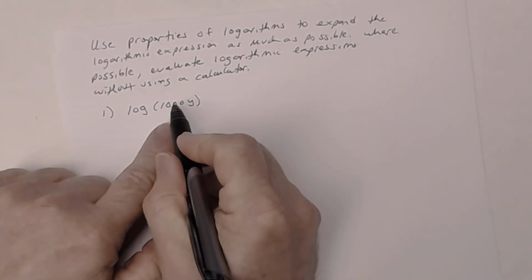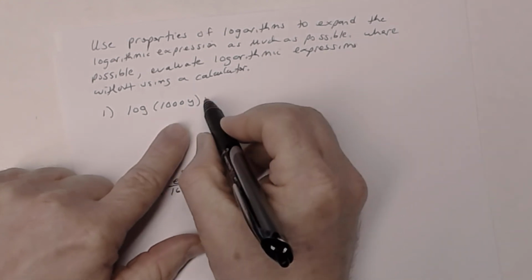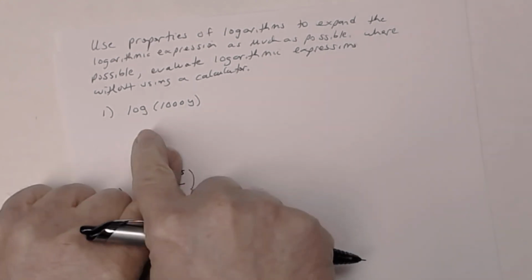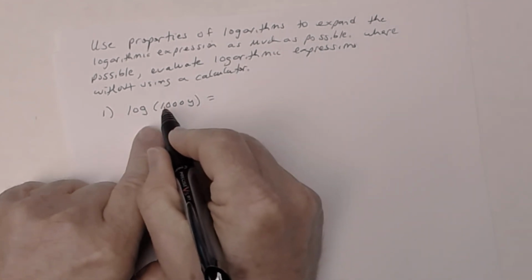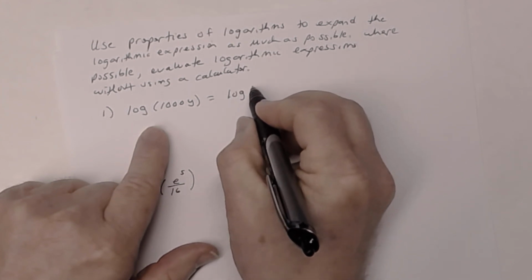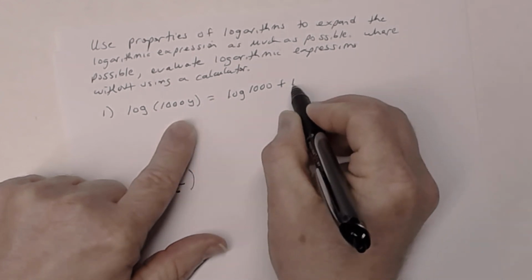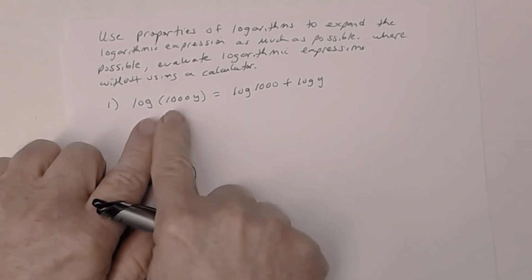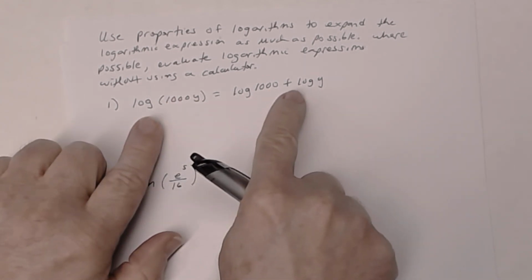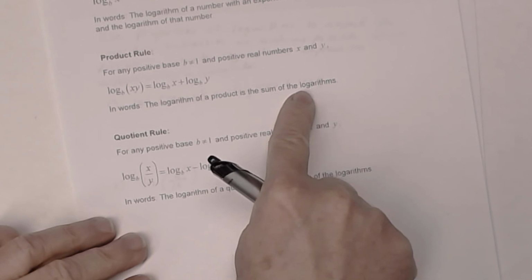I'm taking the log of a product, and that product here is 1,000 times y. By using the product rule, I can rewrite this as an addition problem. That's going to be the log of the first factor, the log of 1,000, plus the log of the second factor, the log of y. So the log of a product is the sum of the logarithms.